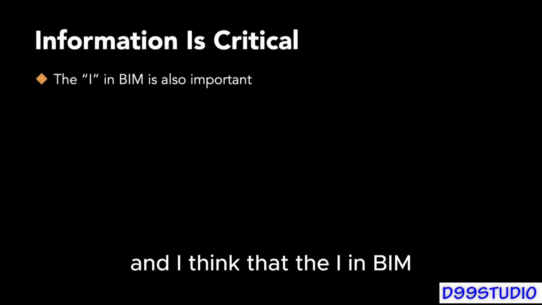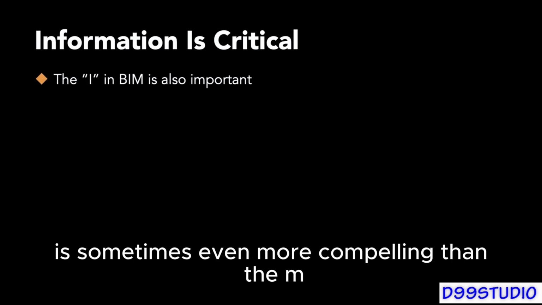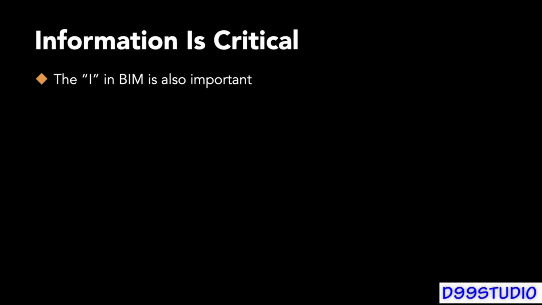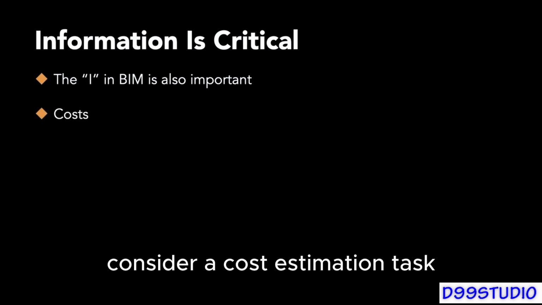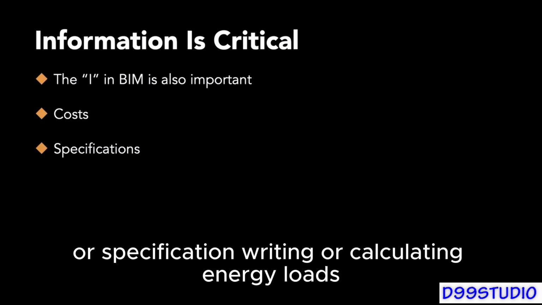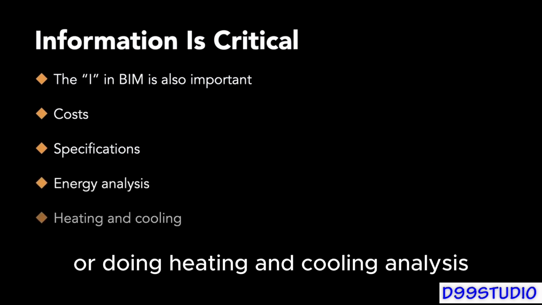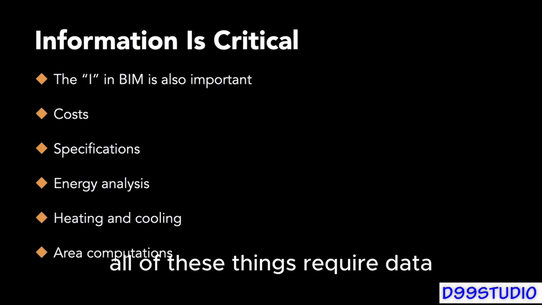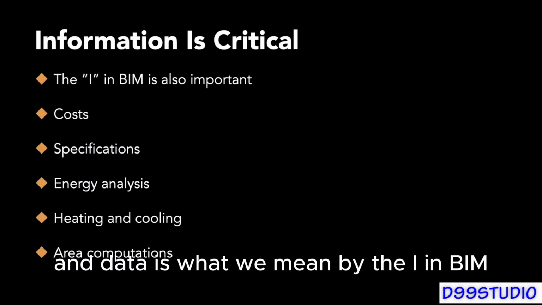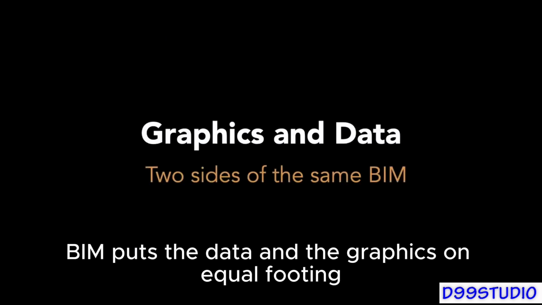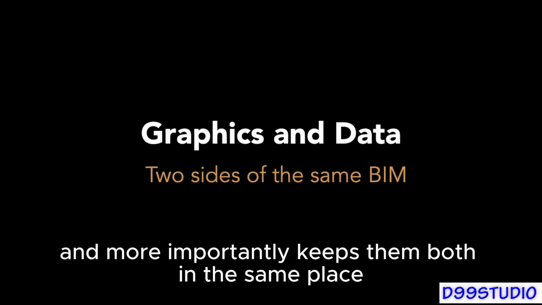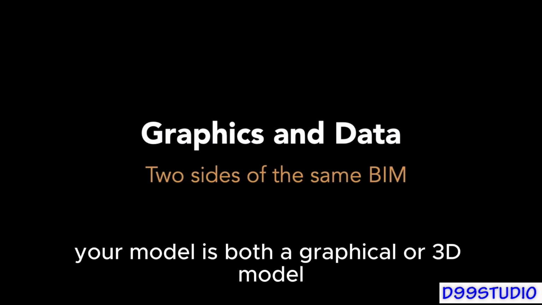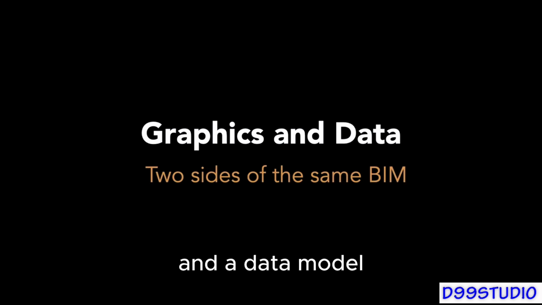Let's remember that it is BIM. And I think that the I in BIM is sometimes even more compelling than the M. Consider a cost estimation task or specification writing or calculating energy loads or doing heating and cooling analysis, managing a program of area requirements. All of these things require data, and data is what we mean by the I in BIM. BIM puts the data and the graphics on equal footing, and more importantly, keeps them both in the same place. Your model is both a graphical or 3D model and a data model.